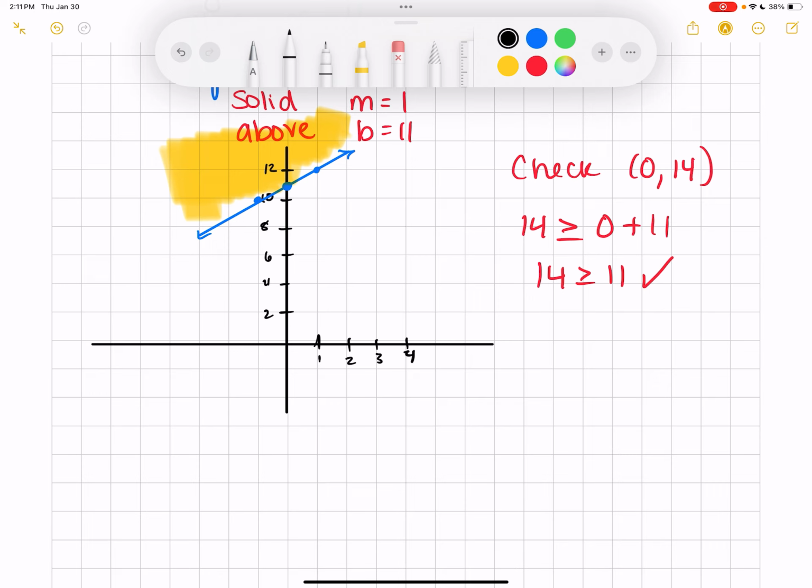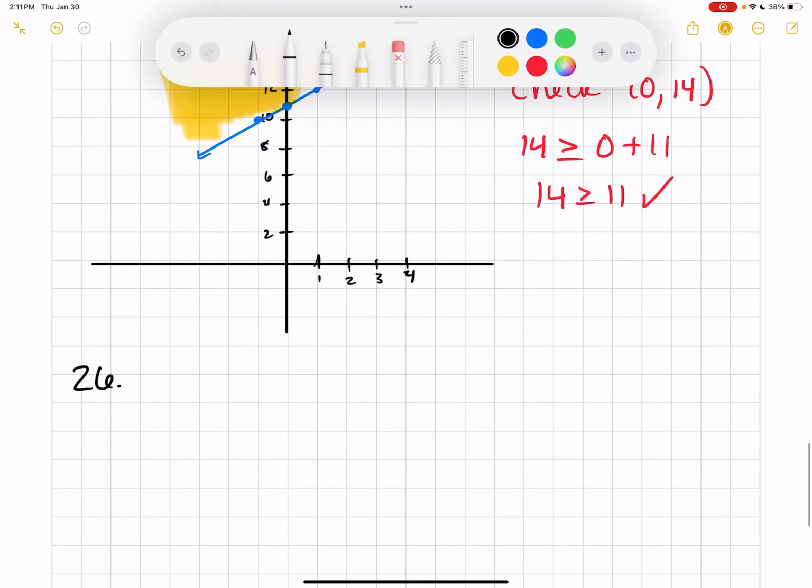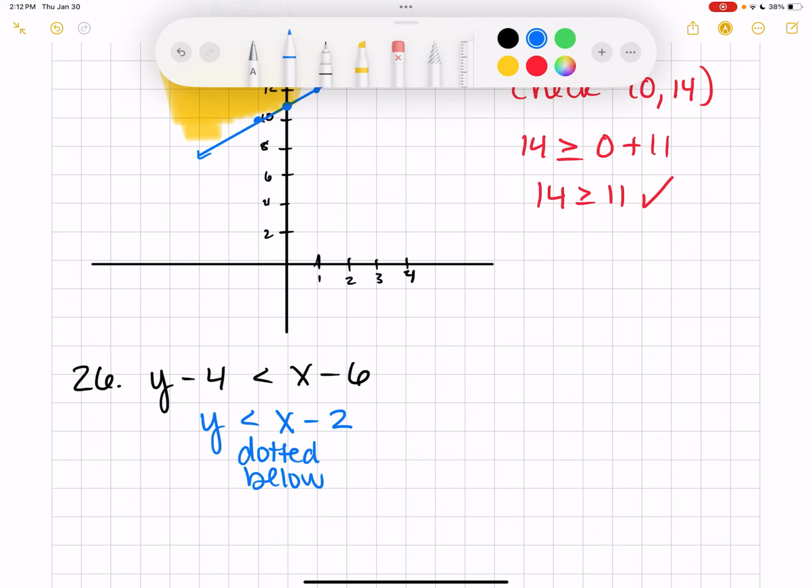26. Trying to find one that's not or equal to. y minus 4 is less than x minus 6. So y's got to be by itself, so what do I need to do? Add the 4. So y is less than x minus 2. Is this one solid or dotted? Dotted. This one is dotted. And is this one going to be shaded above or below? Below. What's my slope? 1. Intercept? -2.